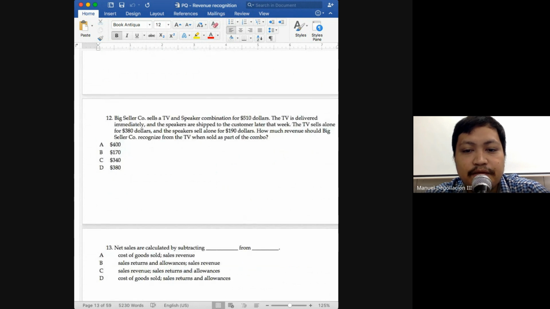Number 12, big seller company sells a TV and speaker combination for $510. The TV is delivered immediately and the speakers are shipped to the customer later that week. The TV sells alone for $380 and the speakers sell alone for $190. How much revenue should the seller recognize on the TV when sold as part of the combo?